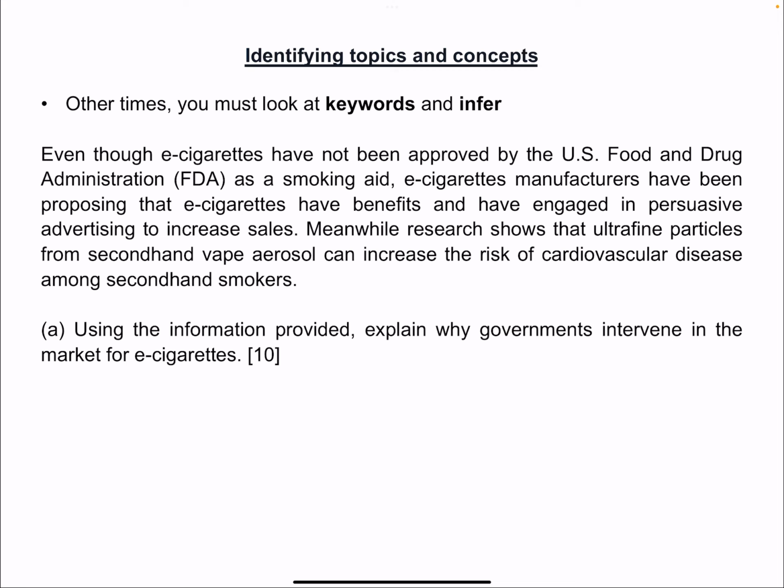This is a little bit more tricky. Here they give you a lot of information, and they tell you, using the information provided, can you please tell me why governments intervene in the market for e-cigarettes. So you read all this and you see that e-cigarettes have ultra-fine particles, which increase the risk of cardiovascular disease among secondhand smokers. From this, you infer that this is a market failure question. Someone who hasn't studied market failure wouldn't know that this is a market failure thing.